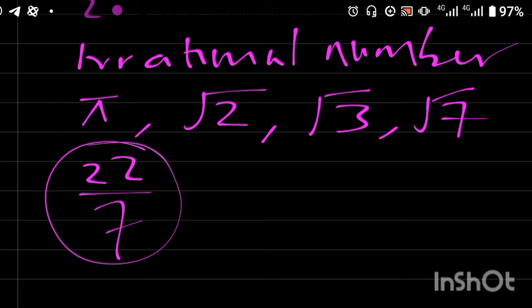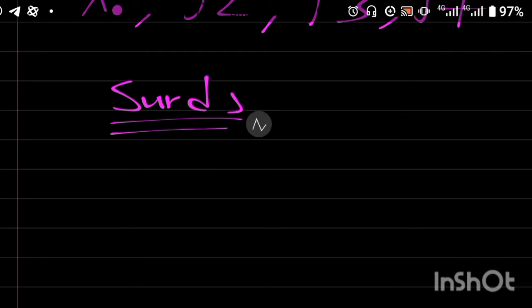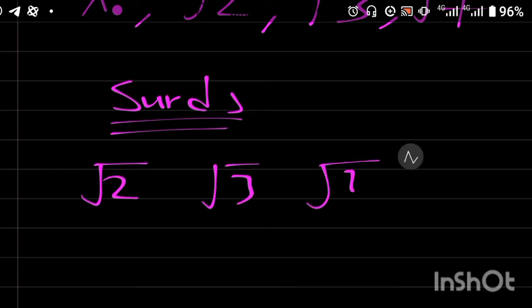What is now a surd? Surds are square roots of rational numbers that give an irrational number as an answer. The square root of a rational number that will give us what? An irrational number as an answer is what? Surds. Take for instance, if I have square root of 2, square root of 3, square root of 5, all these are what? Surds, because they are square roots of rational numbers, but the answers they will produce are what? Irrational answers. So that is the definition of surds.